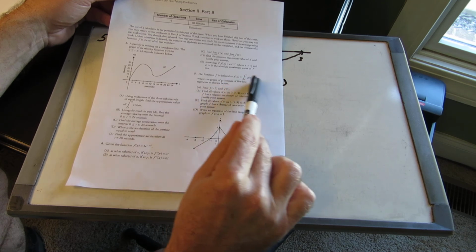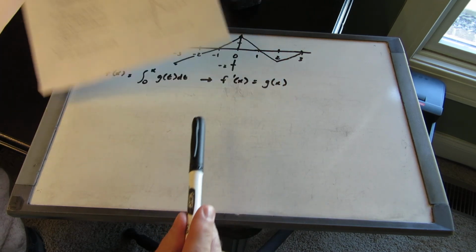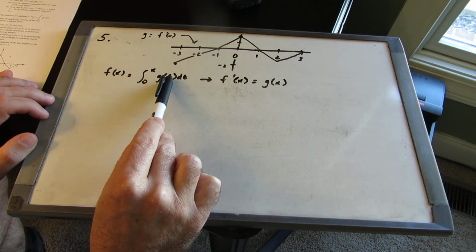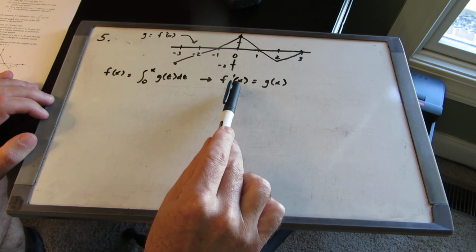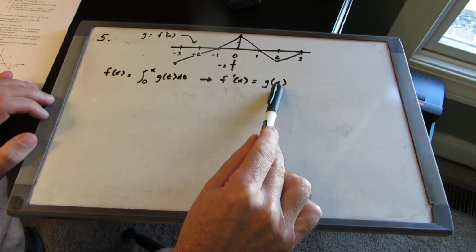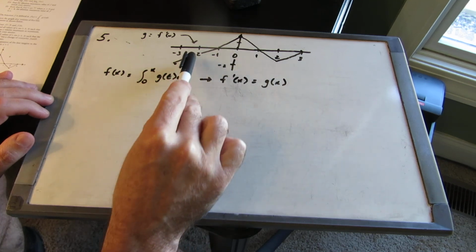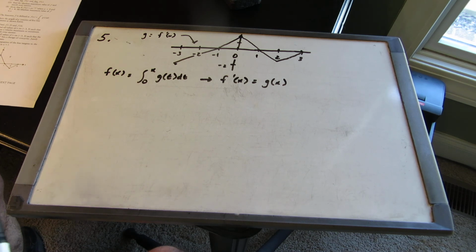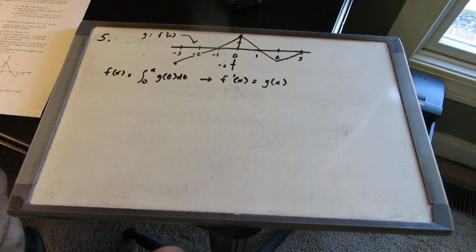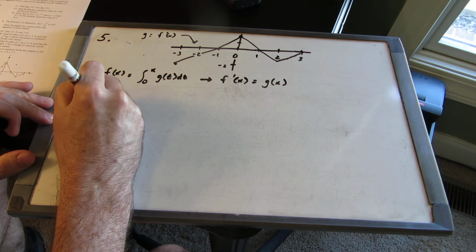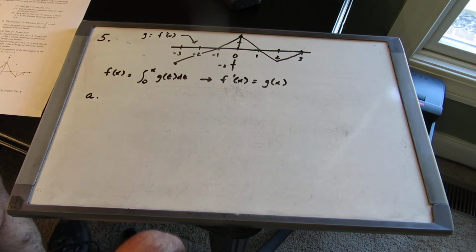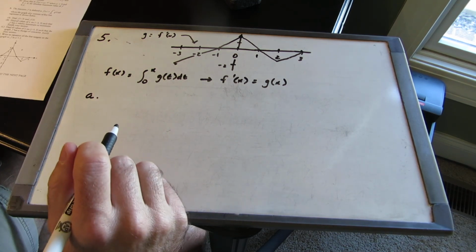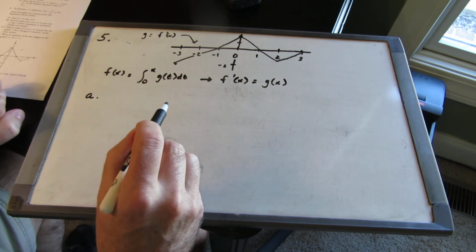Remember, if you take the derivative of something like this, you plug in the upper limit and multiply by the derivative of the upper limit. So f prime of x is just going to be g of x. So this graph that is the graph of g is also a graph of f prime. It means we're going to be using our skills in reading a graph of a derivative. Part A is probably the hardest one. B and C are easy on this one. You're going to know how to do those.